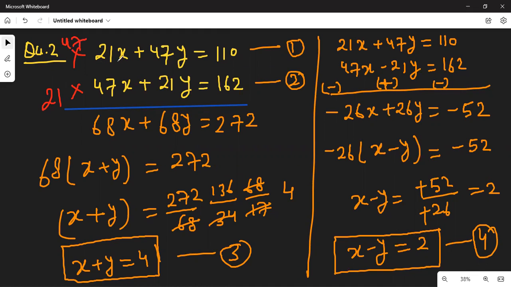So whenever you have an equation of this type, you should use this method, x minus y. So now we have these two equations, x plus y equal to 4, x minus y equal to 2. So we will take these two equations and solve them. Now x plus y equal to 4 and x minus y equal to 2.